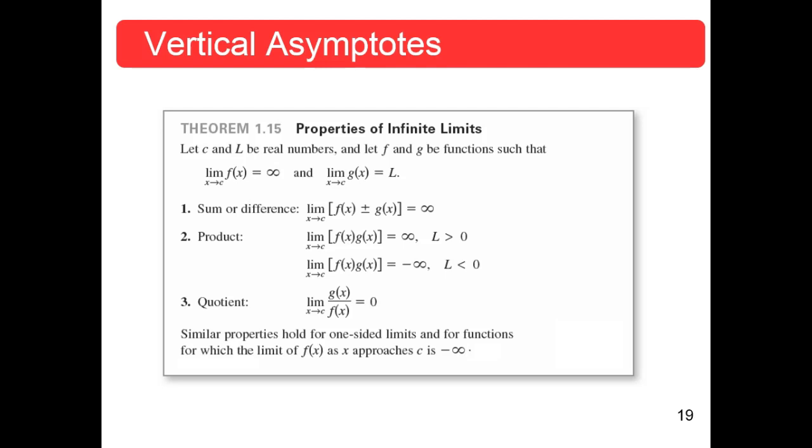Now, this is the one that might matter. The quotient, the limit as x approaches c of g of x over f of x, that's going to be 0. Because your denominator is going to infinity, some fixed value, L over infinity, is always going to be 0. Now, if they reverse those and put the f of x here and the g of x there, that would again be infinity. But it's 0 if the finite limit is on top and the infinite limit is on the bottom.